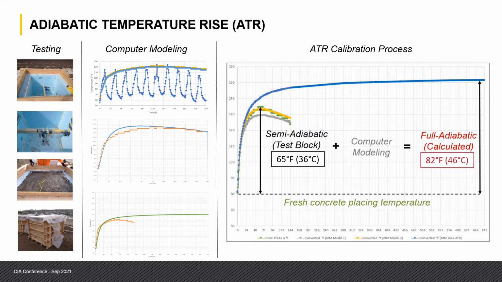And then on the bottom graph, what you're going to see, in the green graph, is that once you use that information in the calibration process with the computer model, and then you generate a fully adiabatic behavior in the model, you're able to understand what is the adiabatic temperature rise of the concrete. Here on the right, where it says ATR calibration process, it shows you everything I just discussed in one figure: measurement of the semi-adiabatic testing data, computer modeling, and then by combination of those two, you're able to calculate the full adiabatic temperature rise.